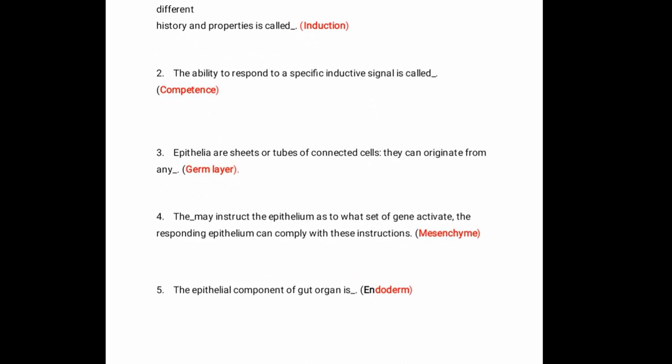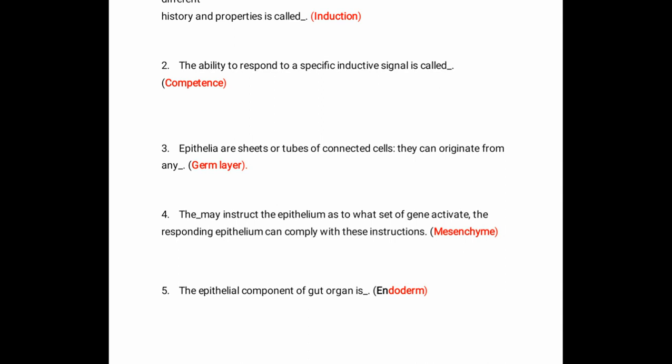Third, epithelia are sheets or tubes of connected cells. They originate from any germ layer. The answer is germ layer. Fourth, they may induce epithelia with a set of genes that activate the responding epithelia, which can comply with these instructions: mesenchymes. The epithelial component of the organ is endoderm.